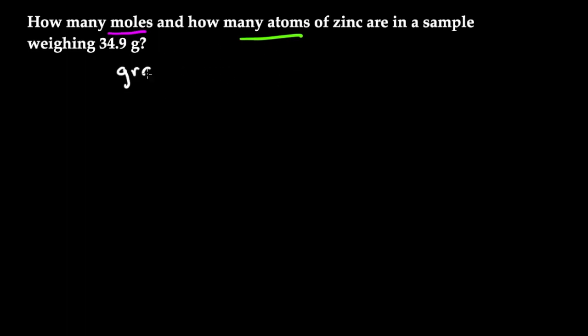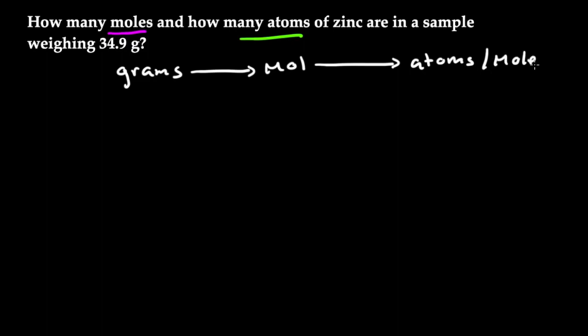You have grams here, and you can convert to moles, and after you go to moles, you can then go to atoms, or you can go to molecules. And in this example, we're going to be going to atoms and not molecules. I'll explain why in a second.